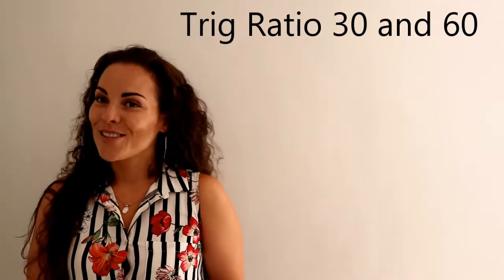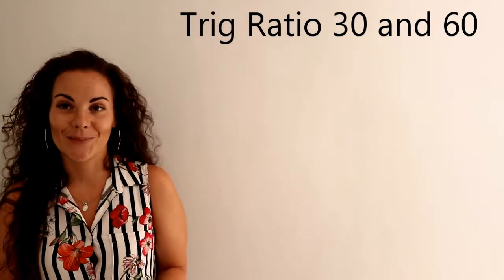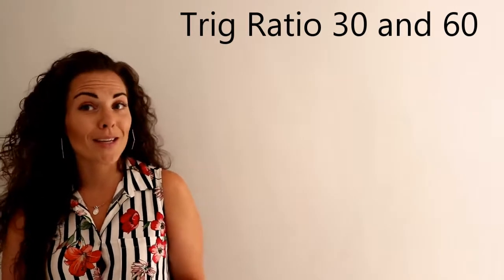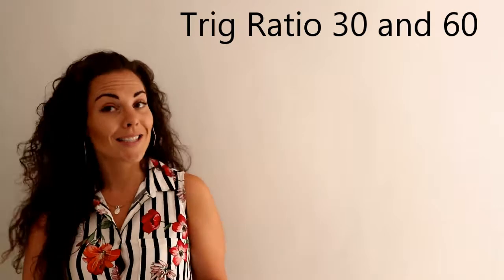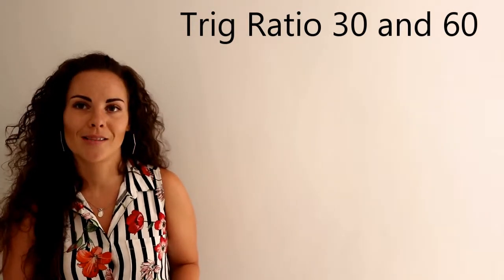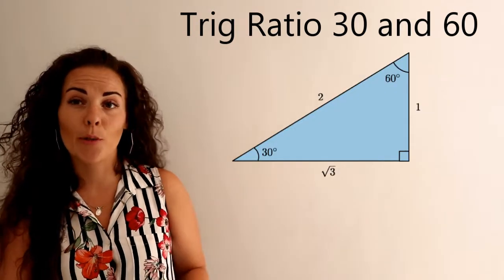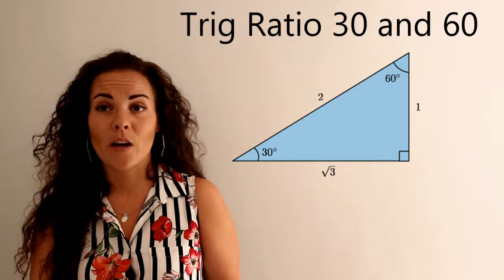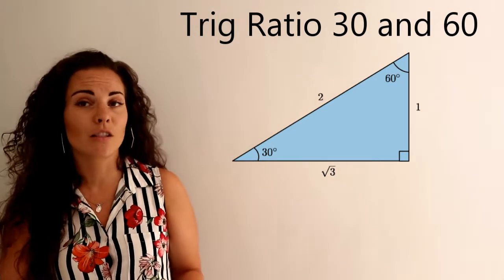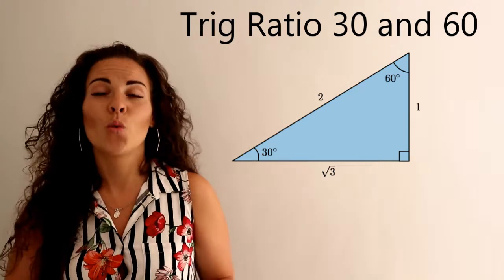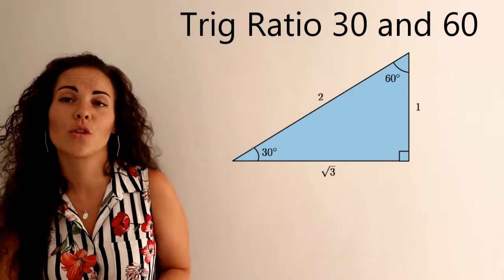So what about the trigonometric ratios for 30 and 60? Well, we'll need another triangle. We need a triangle that contains 30 and 60. So it looks like this, where we have side 1, the hypotenuse 2, and if we use the Pythagoras theorem, we'll see that the other side is the square root of 3. And again, we just apply SOHCAHTOA to this triangle.